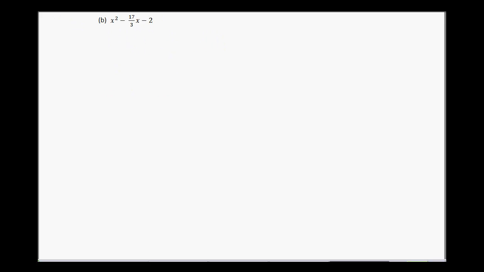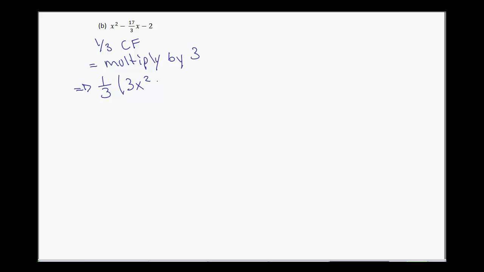Alright, let's do another one for practice. B. x squared minus 17 over 3 x minus 2. So here we're given a fraction in our central coefficient, and we don't want to work with that, so we're going to take out a common factor of 1/3, so that way we can work with integer coefficients. So that means we need to multiply by 3 here. So we're going to get 1/3 onto 3x squared minus 17x minus 6 as a new trinomial.